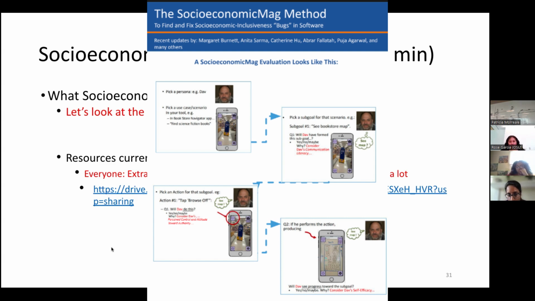And then in whatever technology you're about to evaluate, a web page or whatever, you pick a scenario or a use case that you want to evaluate. This example is for a sort of Google map for inside a bookstore, navigator, they call it. And the scenario is Dave wants to find science fiction books in that physical store using this map thing. All right, that's what we do for step 1.